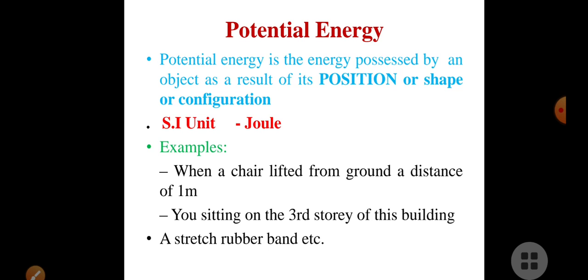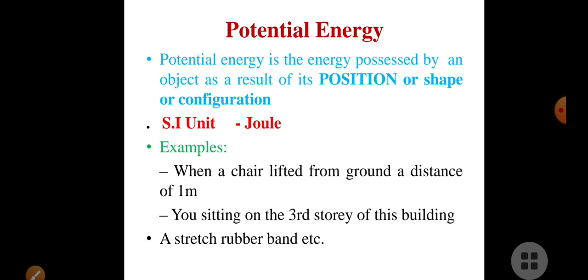If we are changing the position of an object, we are doing work on that object, and that work is stored in the form of potential energy in that object. Or if we are changing the shape or configuration, and shape and configuration have the same meaning, then that is also stored in the form of potential energy, and when it is released, it does work. The unit of energy is joule, so the SI unit of potential energy is also joule.